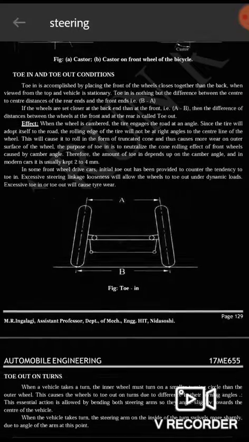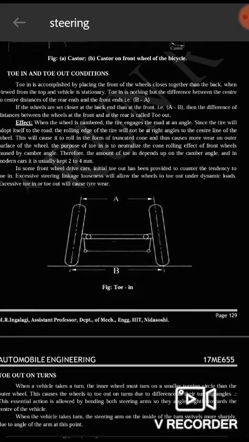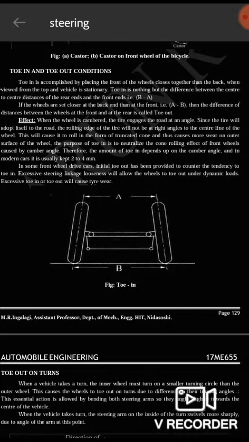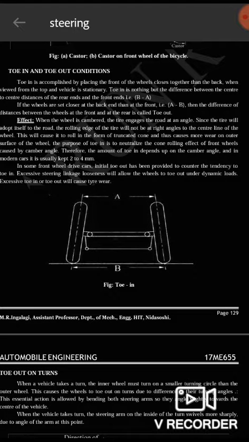In some front wheel drive cars, initially toe out has been provided to counter the tendency to toe in, and excessive steering linkage looseness will allow the wheels to toe out under dynamic loads. Excessive toe in or toe out will cause tire wear.